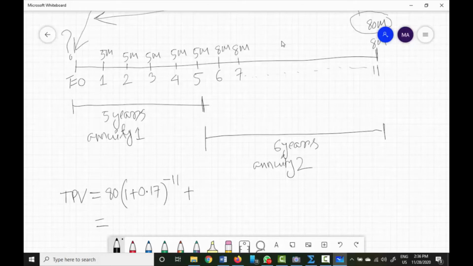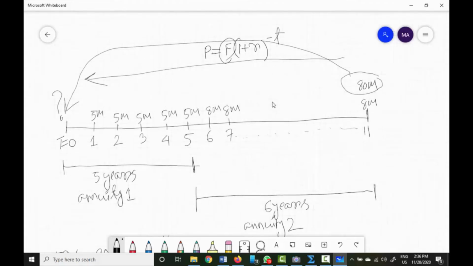Now let us calculate this one first. 80 multiplied by 1.17 power minus 11. So we will get 14.2247 million taka. That means the equivalent amount of this 80 million taka at period 0 is equal to 14.2247 million taka.